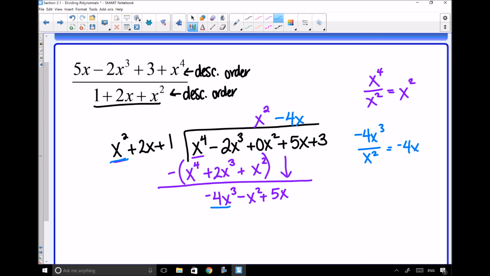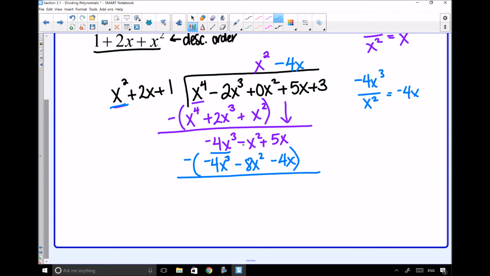And negative 4x times x squared is negative 4x cubed. Negative 4x times 2x is negative 8x squared. And then negative 4x times 1 right here should give me negative 4x. So let's go ahead and subtract these values and see what we end up getting. So when I subtract, the 4x cubes will cancel each other out. And then negative 1x squared plus 8x squared is 7x squared. And then 5x plus 4x becomes 9x. Okay, then I'm going to bring down the 3.